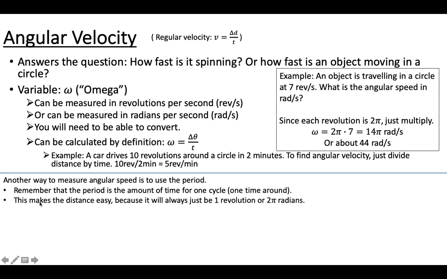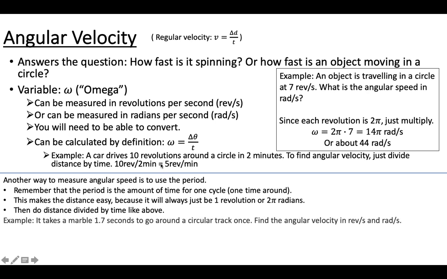But the nice thing is this makes the distance easy because it's always going to be 1 revolution on the top part of the fraction or 2 pi radians, depending on how you want to measure it. Do you want to measure it in revolutions? Well, then you put 1 on the top. Do you want to measure it in radians? Then you put 2 pi on the top. And then you just do distance divided by time, like we did the first time.